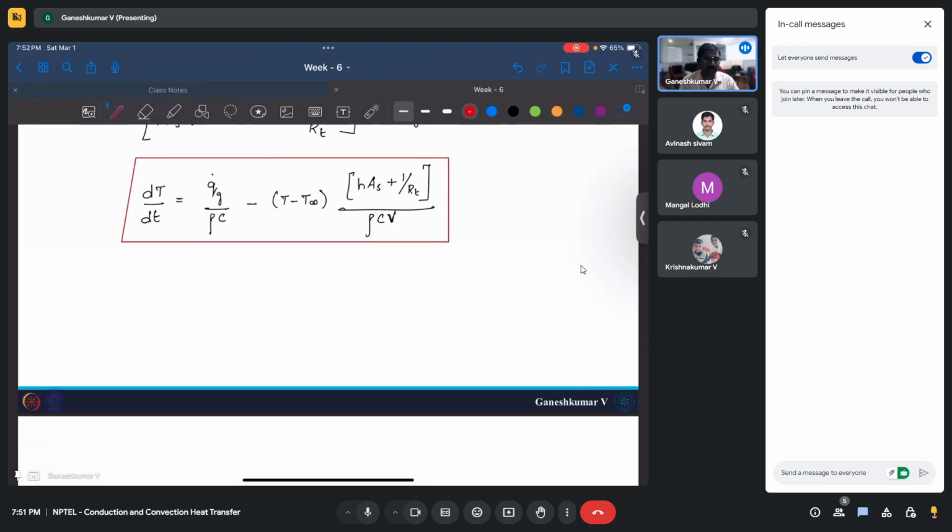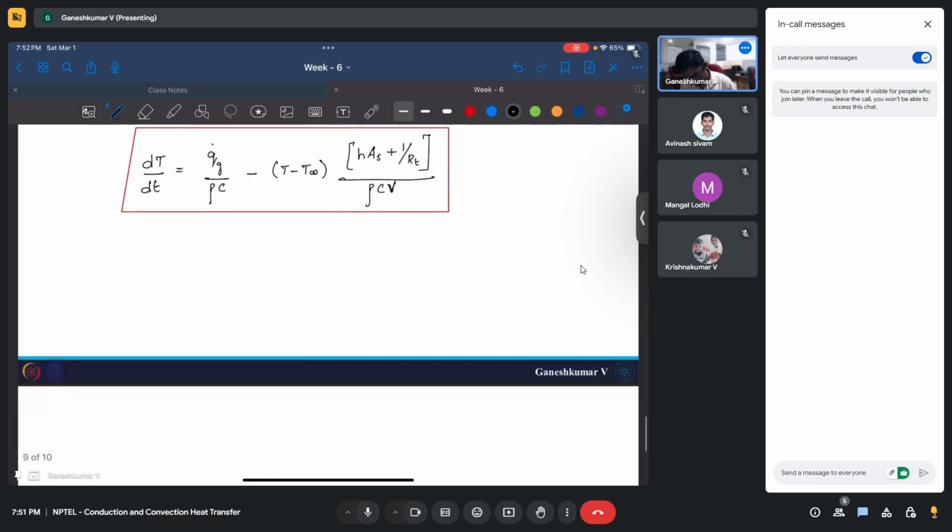And now we are going to do the similar analysis. So once you find the equation, the analysis is simple. It's as simple as that. Now, how would you do it? First thing is we need to know the steady state temperature. So for steady state temperature, we just make dT by dt to be 0. So then what would happen? We just write Q dot G by rho C is equal to T minus T infinity into HAS plus 1 by RT divided by rho C.